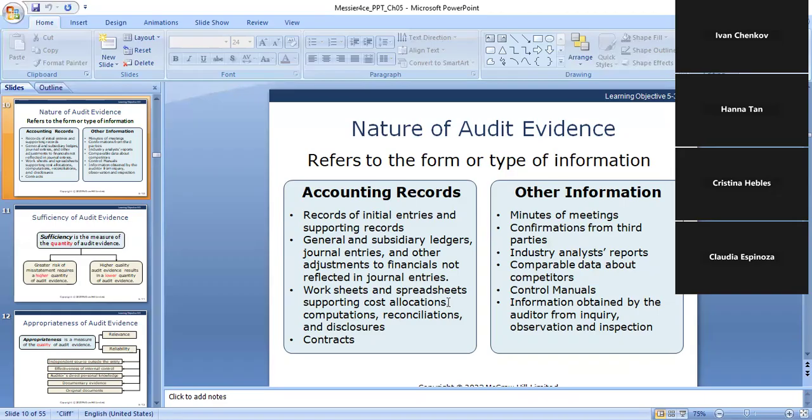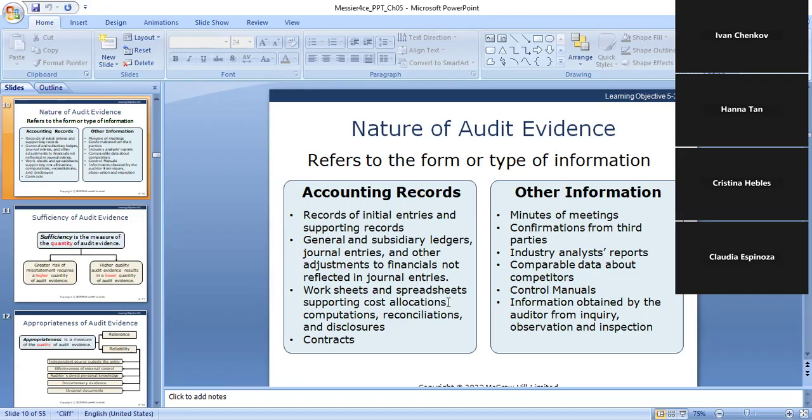For example, the confirmation from the third party will usually be the auditor asking for the bank balances at the end of the year and the first month of the next year, so they can do the cutoff. That's how we get the cutoff assertion, by checking the bank balance of the month before the year end and the month after the year end. But that will come from the third party, which will be the bank.